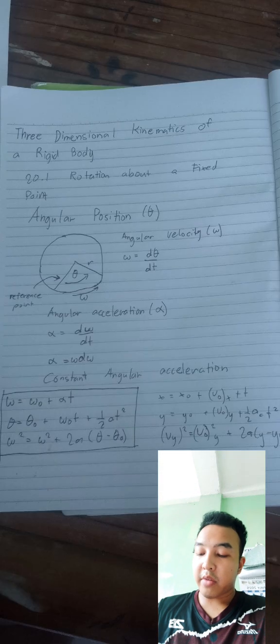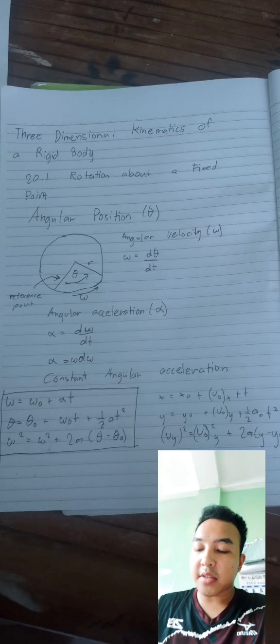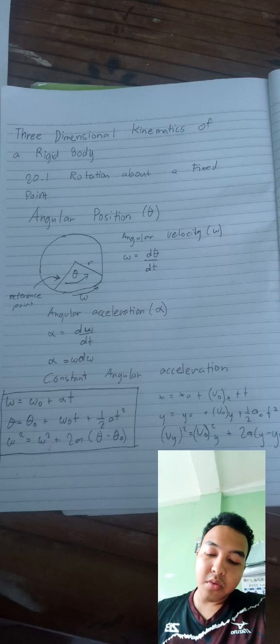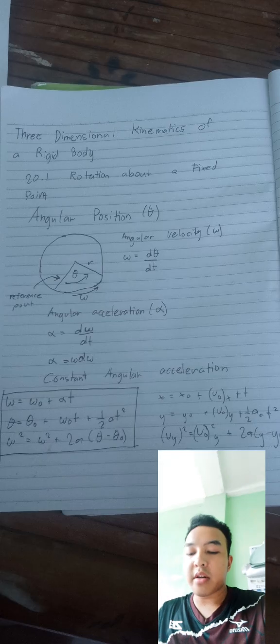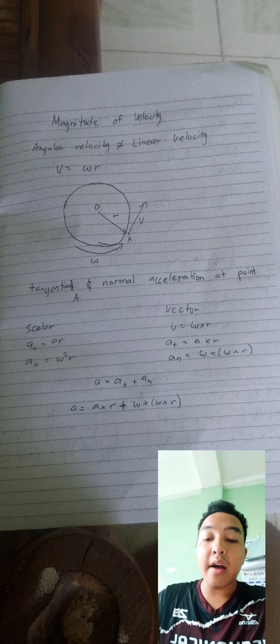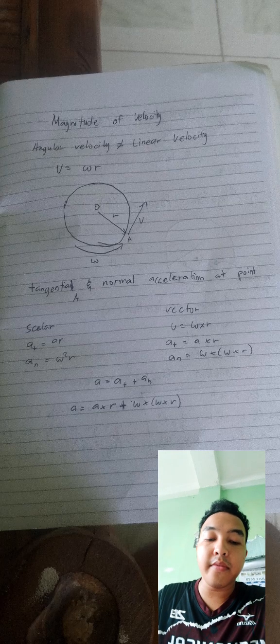This is our equation for the constant angular acceleration. Notice that our equation for the constant angular acceleration is similar to the equation we use for linear acceleration. Magnitude of velocity. Angular velocity is not equal to the linear velocity.